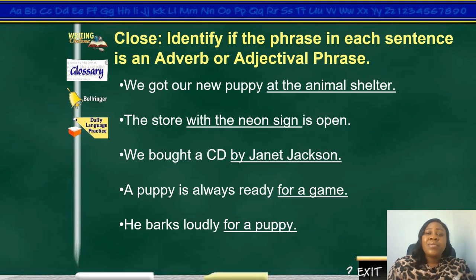Now, I would like you to answer these questions in the chat below. The question says, identify if the phrase in each sentence is an adverb or adjective phrase. The phrases have been underlined for you. All you need to do is identify if it is an adverb or an adjective phrase. And I want you to type your answers in the chat below.